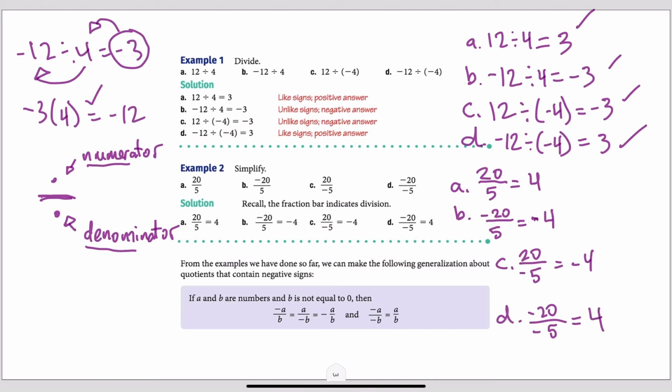Remember that when you're working with fractions, whether the top value, the numerator, is negative, or the bottom value, the denominator, is negative, the fraction will be negative. If you have a negative in both the numerator and the denominator, then that fraction will resolve to be a positive fraction. So if you have one negative sign in a fraction, then the whole fraction will be negative. And if you have two negative signs in a fraction, then the whole fraction will be positive.